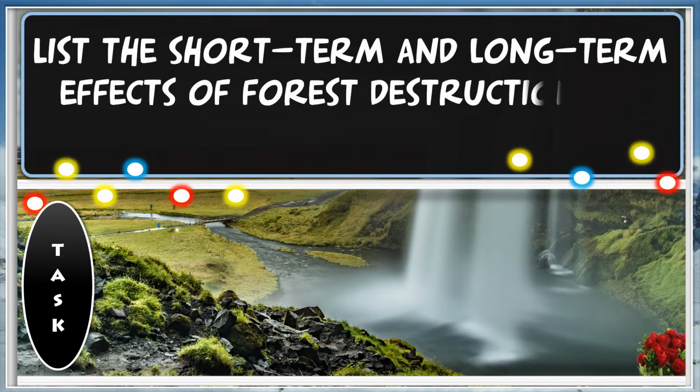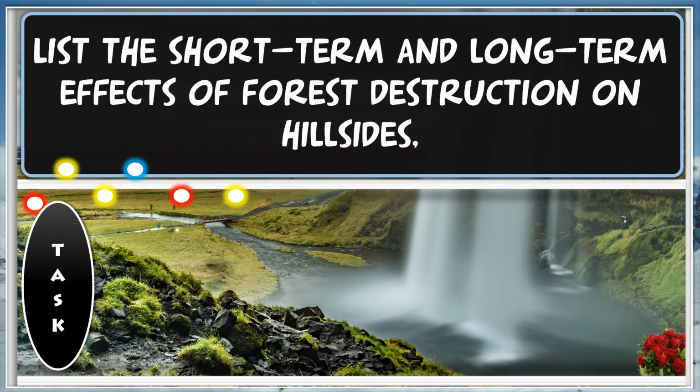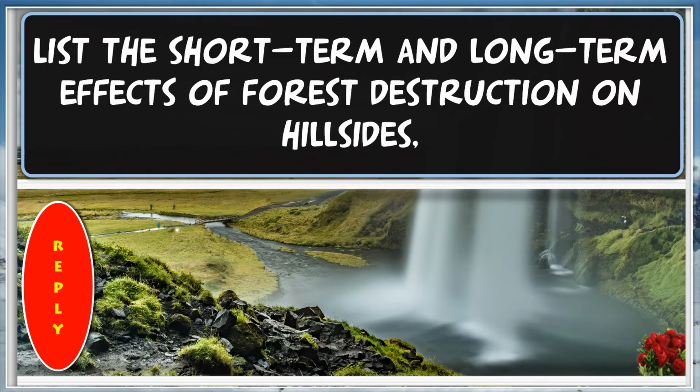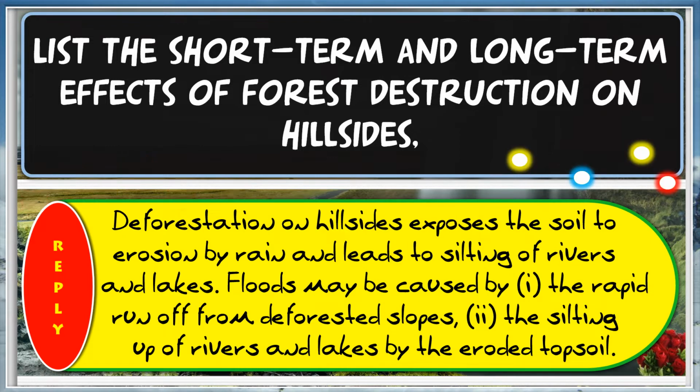List the short-term and long-term effects of forest destruction on hillsides. Deforestation on hillsides exposes the soil to erosion by rains and leads to silting of rivers and lakes. Floods may be caused by 1. The rapid runoff from deforested slopes. 2. The silting up of rivers and lakes by eroded topsoil.